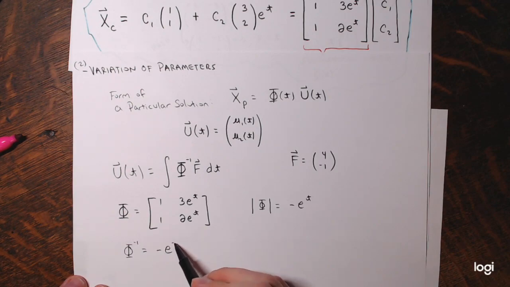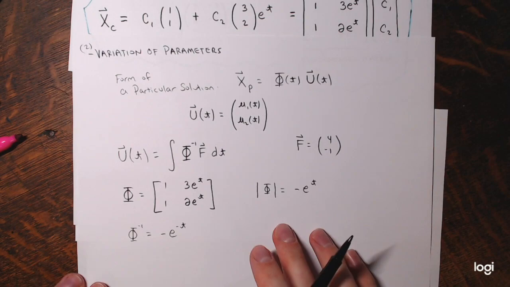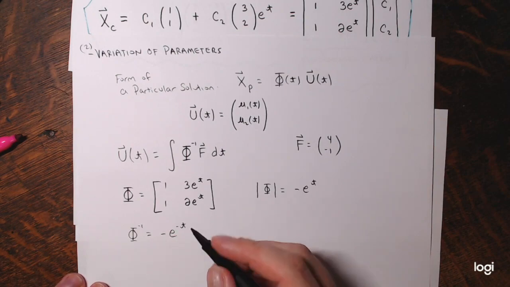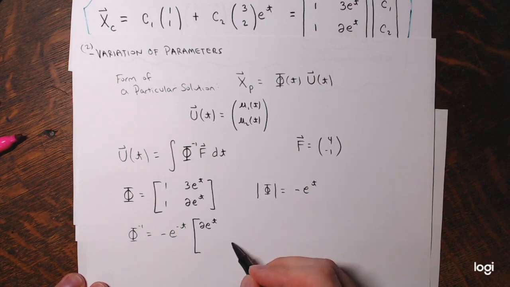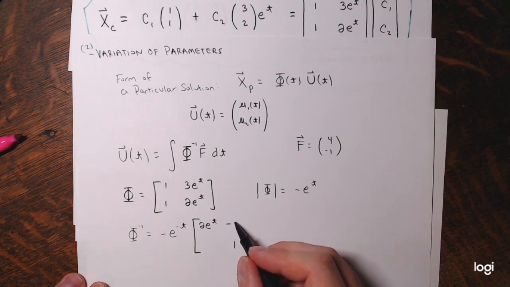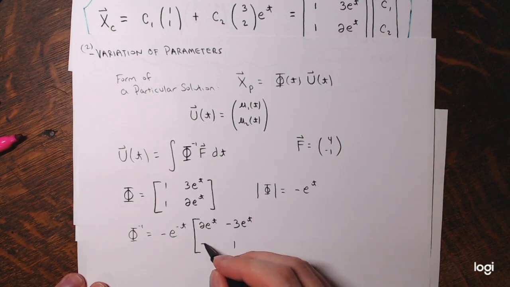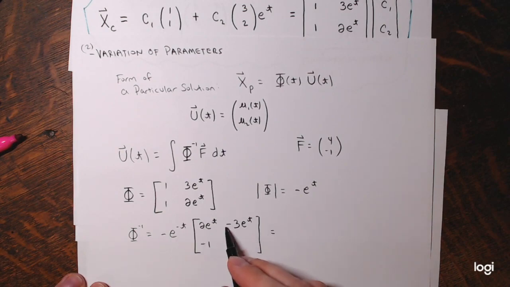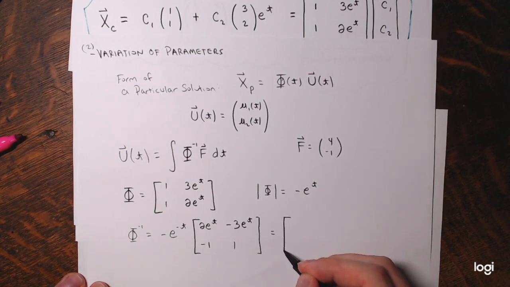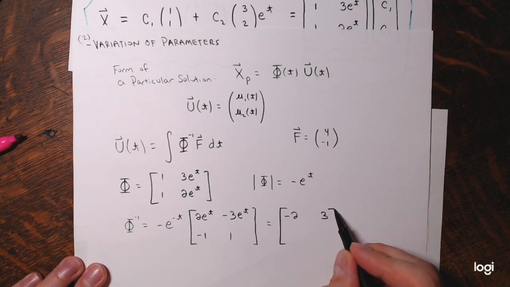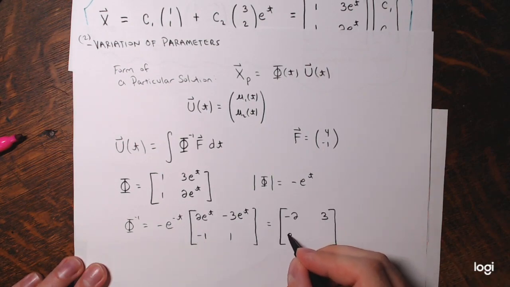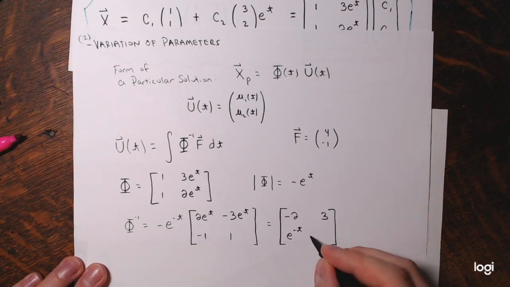So phi inverse is negative e to the negative t, the reciprocal of negative e to the t, times the matrix where I switch these: 2 e to the t here, 1 there, and then take the opposites of these, negative 3 e to the t and negative 1. If we multiply each component by negative e to the negative t, we get the following. We have negative 2, because e to the negative t times e to the t is 1, positive 3, there's the first row. And then positive e to the negative t and negative e to the negative t.